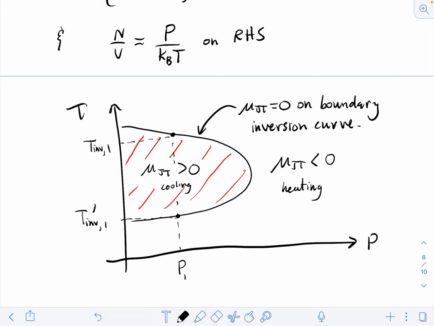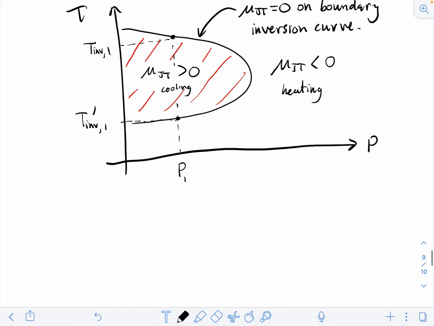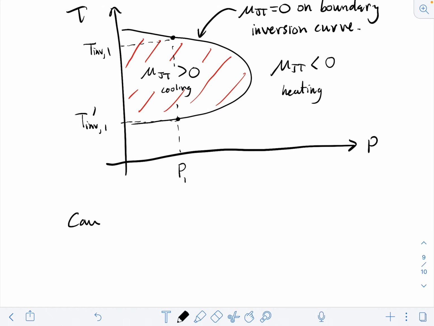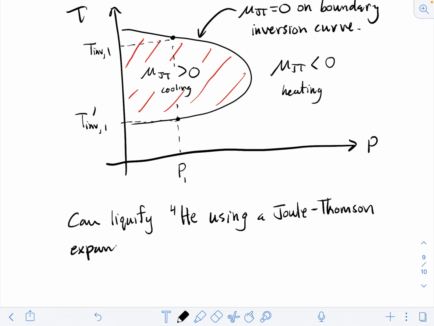If you're working with helium, it turns out that you can cool helium gas enough using a Joule-Thomson expansion that it will start to liquefy. The final comment I'll make is that you can liquefy the helium-4 isotope of helium, our most abundant isotope, using a Joule-Thomson expansion.